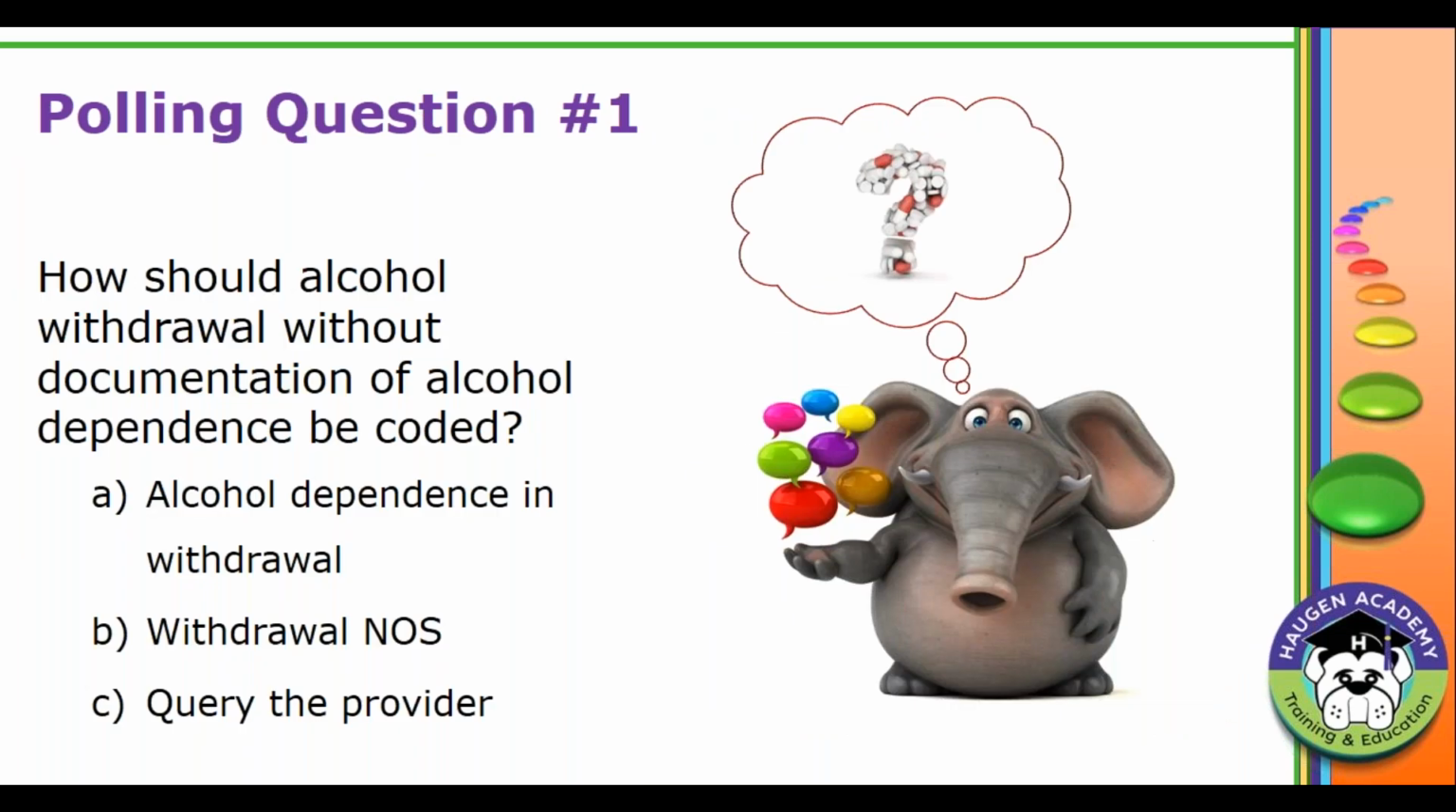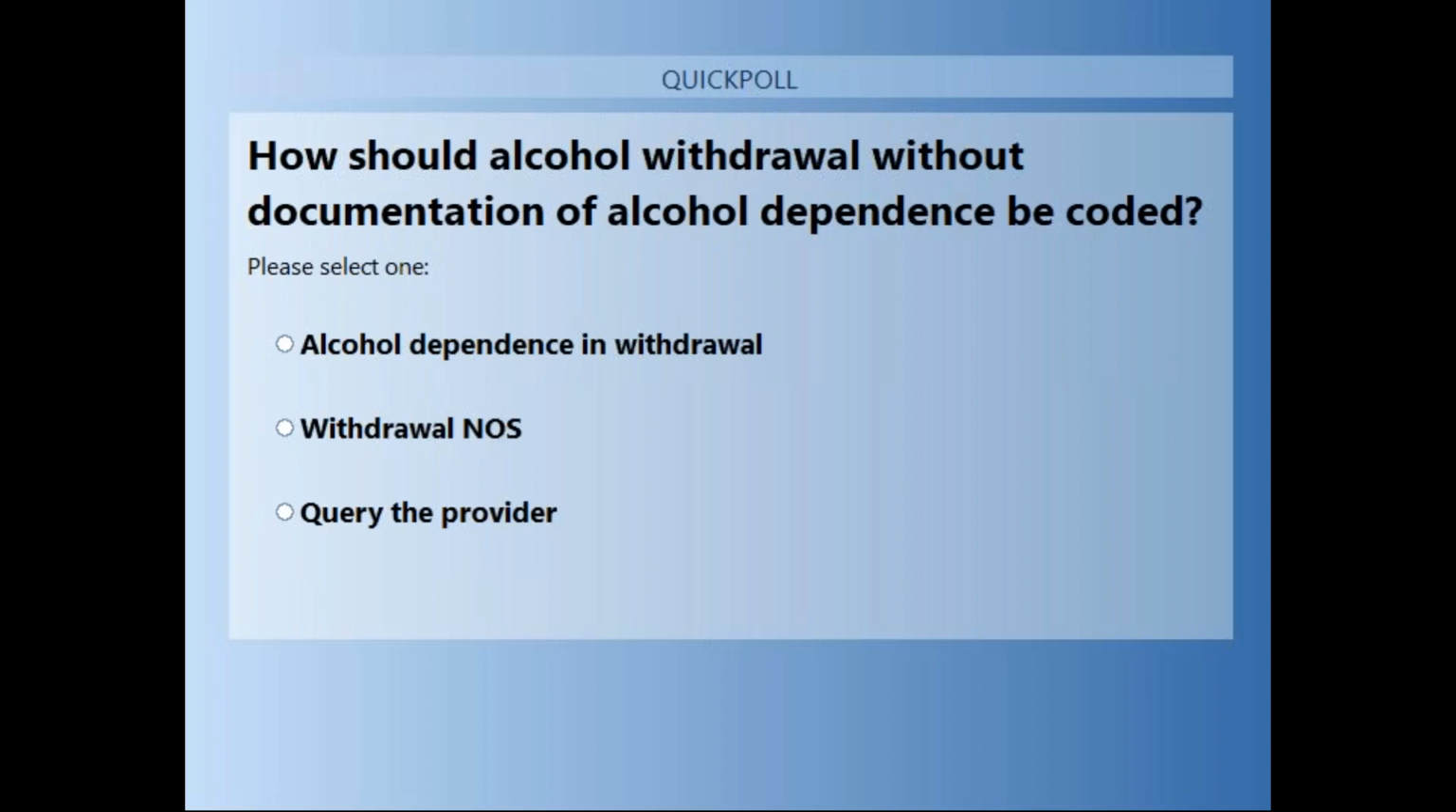Kathy, would you launch this question for us, please? I certainly will. So now on your screen, Christy's got our first poll. So this is where we want to know what you think. So the question is, how should alcohol withdrawal without documentation of alcohol dependence be coded? Your choices are alcohol dependence and withdrawal, or withdrawal NOS, or query the provider.